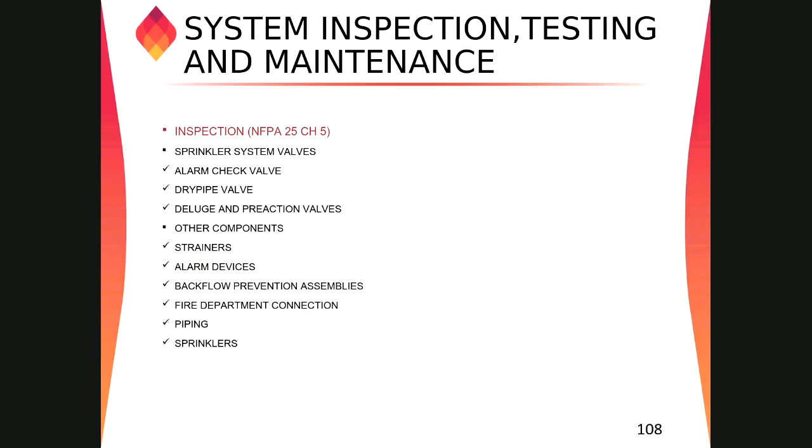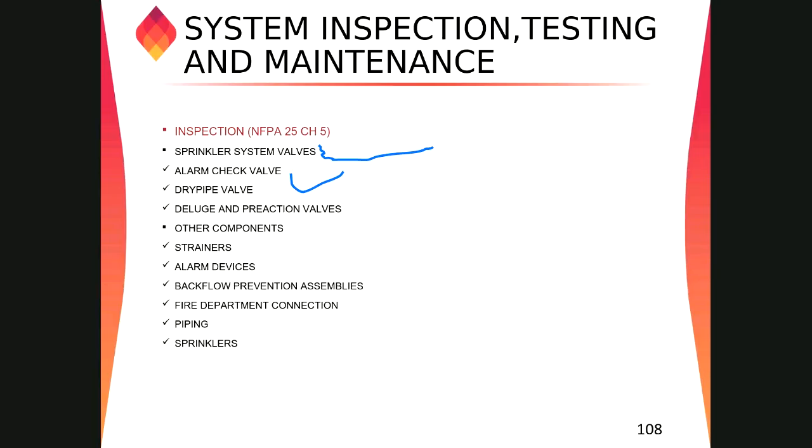And then for the inspection, we have to go for NFPA 25, chapter 5. Now NFPA 25 is for the inspection, testing and maintenance of water-based fire protection systems, right? So while doing those inspections, look at the sprinkler system valve, whether it is open or closed, and the alarm check valve. In the alarm check valve, we have to look at the supply condition for the various functions, right? What is the pressure we are getting in the check valve? Is the valve open or closed?